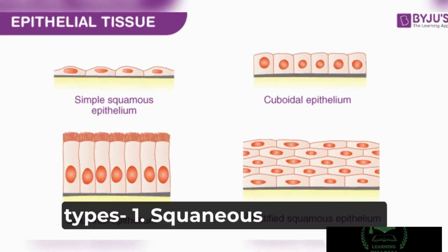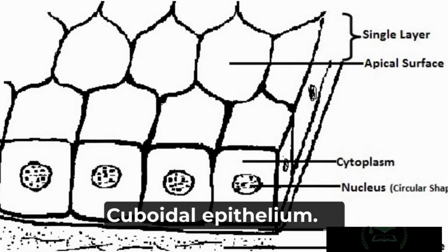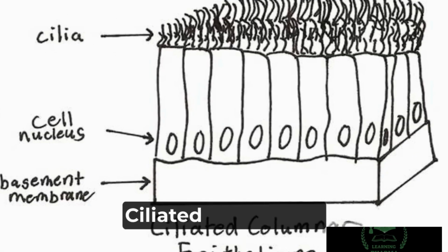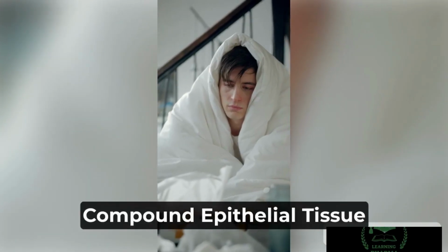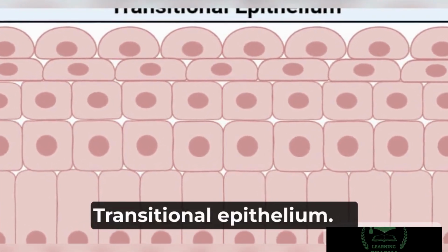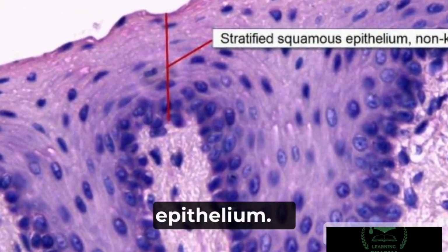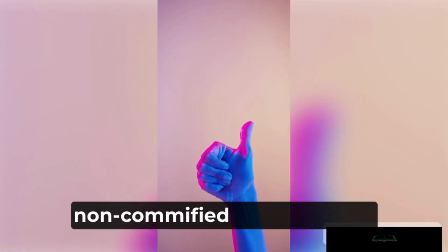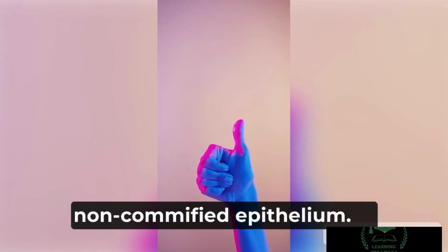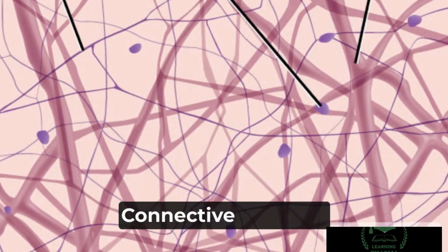1. Squamous epithelium. 2. Columnar epithelium. 3. Cuboidal epithelium. 4. Ciliated epithelium. Compound epithelial tissue is of four types. 1. Transitional epithelium. 2. Stratified squamous cornified epithelium. 3. Stratified squamous non-cornified epithelium. 4. Stratified columnar epithelium.